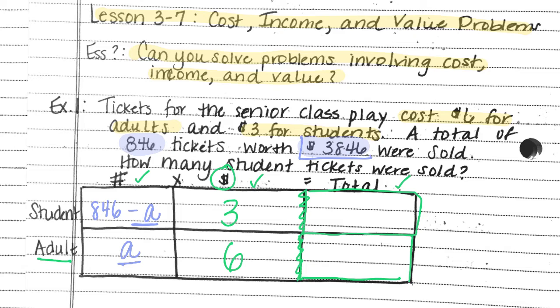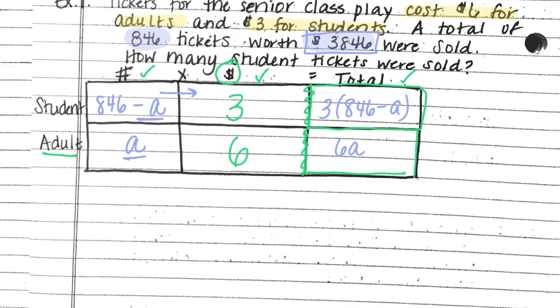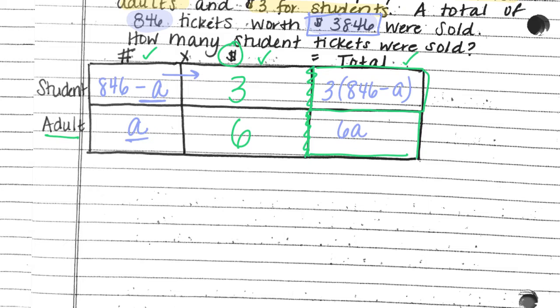Now, the total, well, let's first find our total. When I multiply across, 3 times 846 minus A and 6A. So this is what we are working with here, these totals. And when I set up my equation, I'm going to add this together because they total $3,846. So I'm going to do 3 times 846 minus A plus 6A equals 3,846.